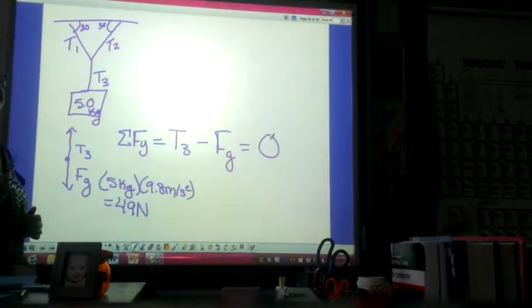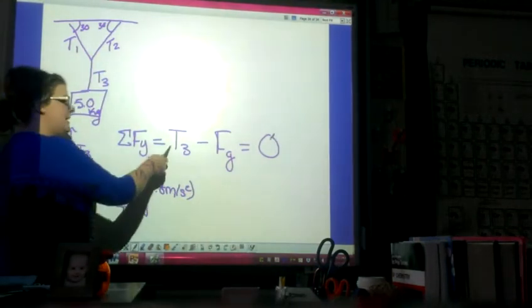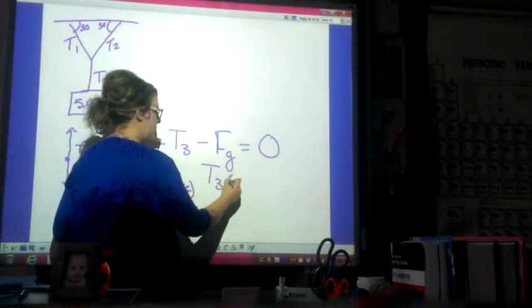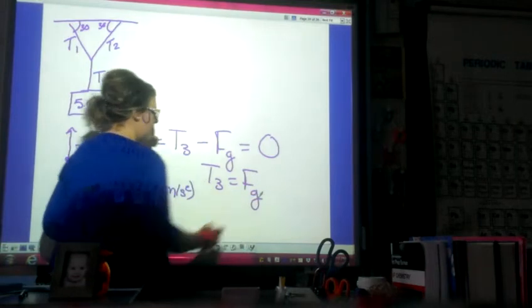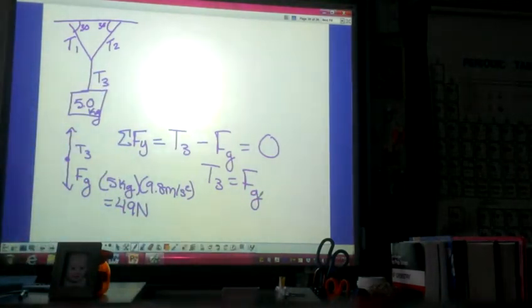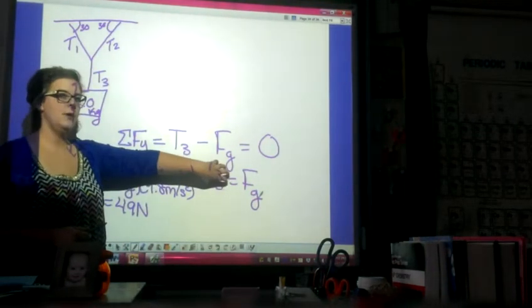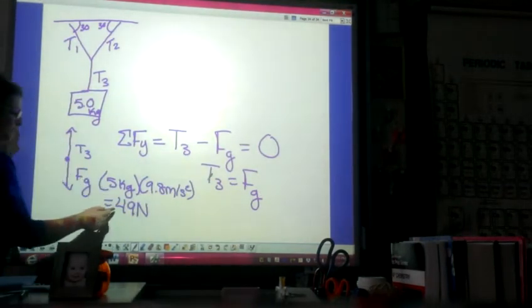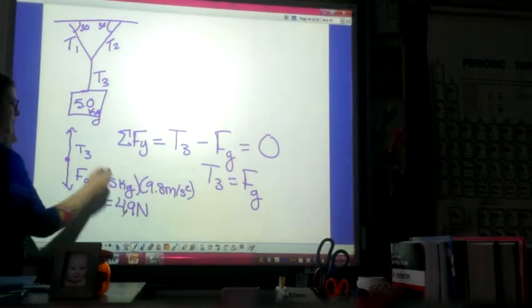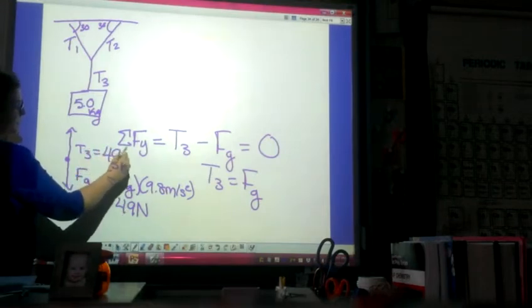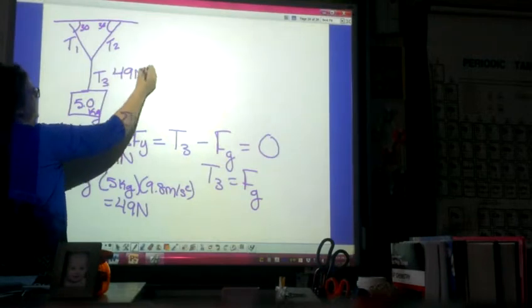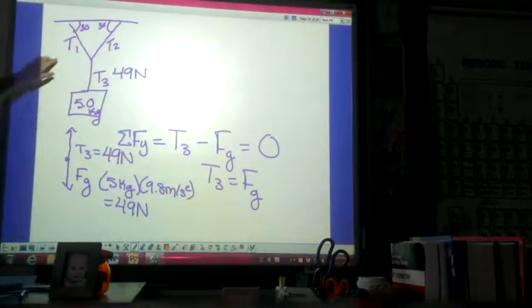The reason that I can say then that the tension in the third rope here is equal to the weight force is because T3 now equals F sub G. I don't ever want you to assume. I want you to write this first. You have to show me that. So because of this, if I found the weight force 49, that means T3 also equals 49 newtons. So we found this first piece. Okay, now I need to find the tension in T1 and I need to find the tension in T2.